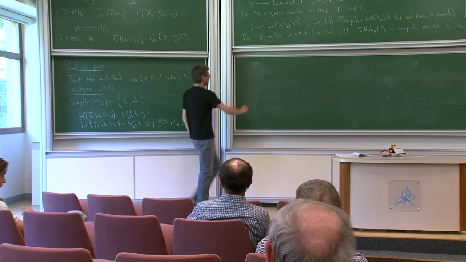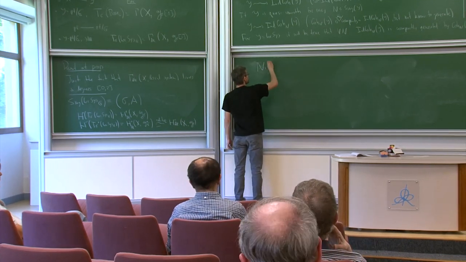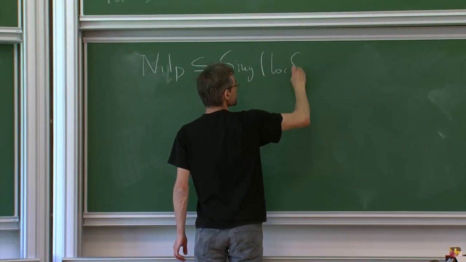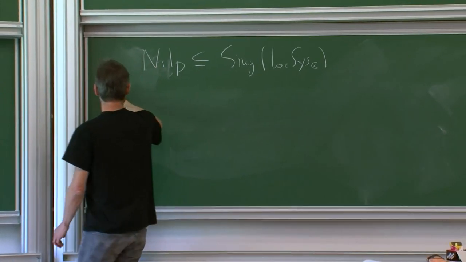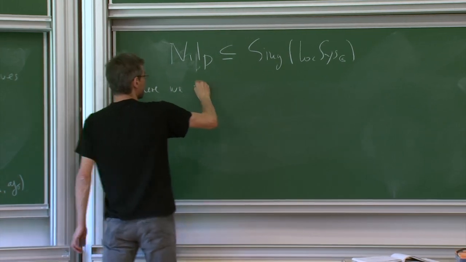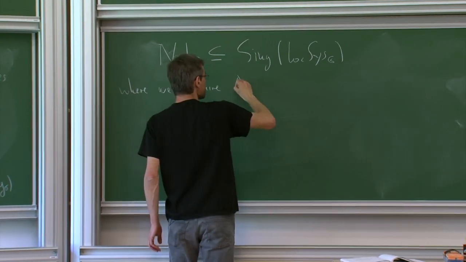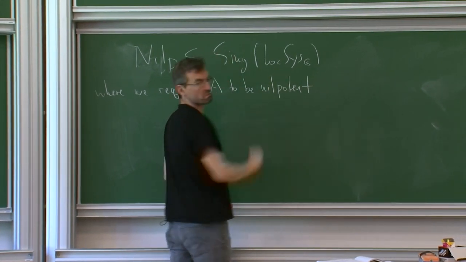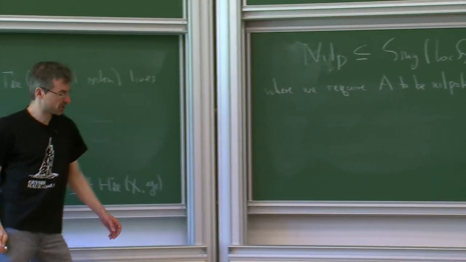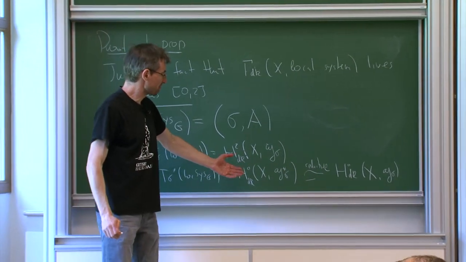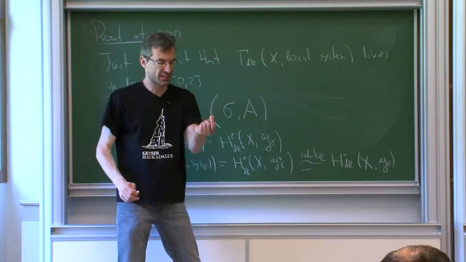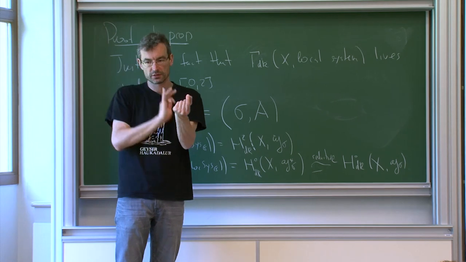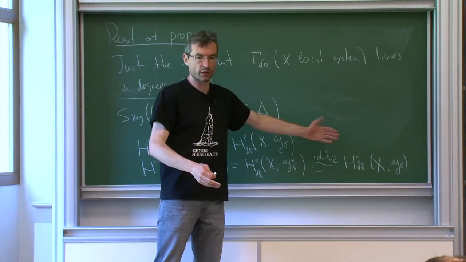Okay, and now I can give the crucial definition, well, notation. So nilp is a closed subset in this sing of log cis, where we require A to be nilpotent. And, well, you can understand it many different ways. So, for example, A is a section of this thing, so it has a value at every point, and it's enough to require that it be nilpotent at just one point because it's horizontal with respect to a connection. Or it's globally nilpotent, however you want to think about it.